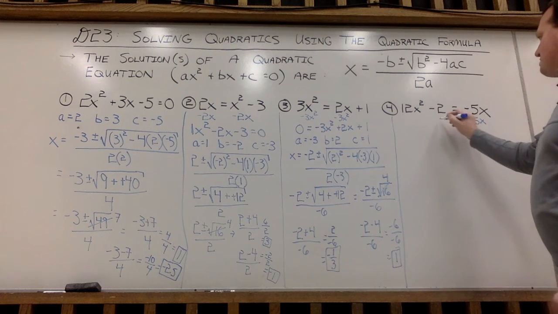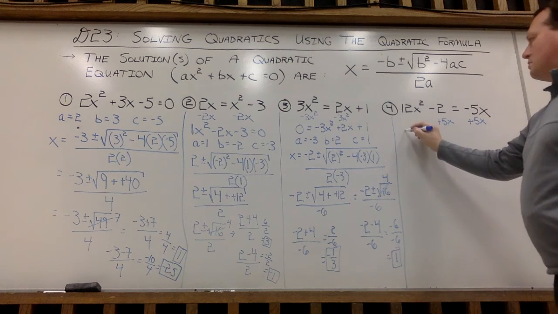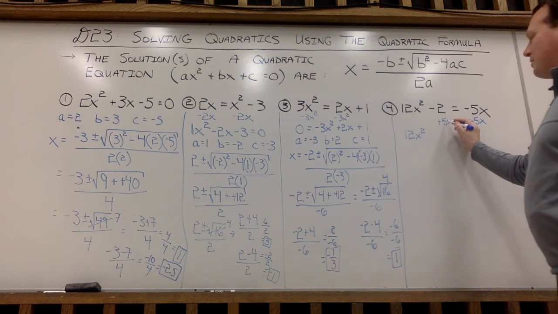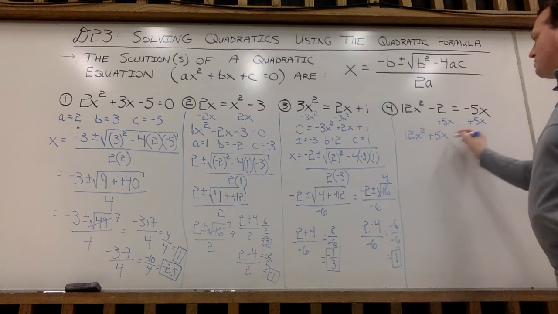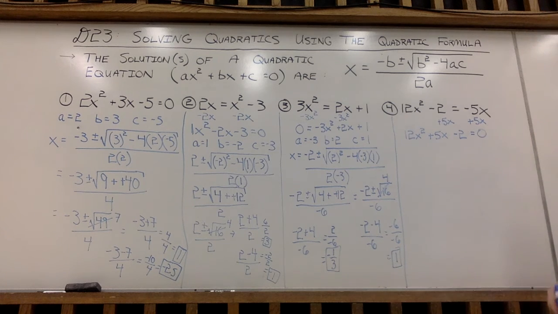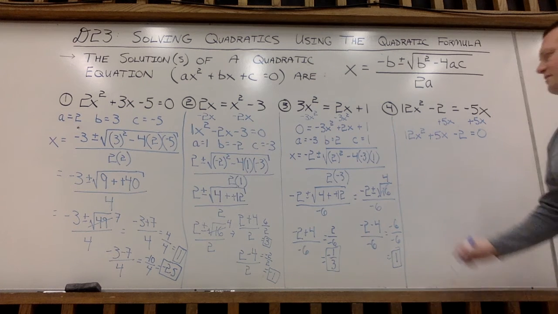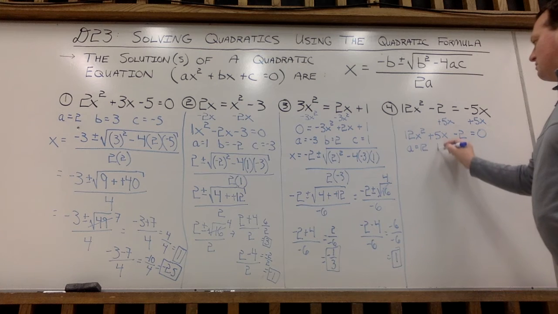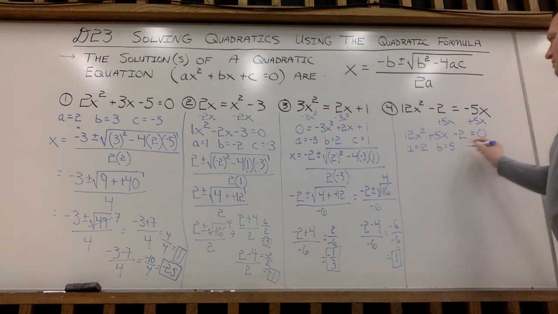I'll add 5x to both sides to get my equation equal to 0. So I've got 12x squared. Again, I'm going to write my x to the first power term next, so plus 5x minus 2 equals 0. I'm going to list my ABC values. A is 12, B is 5, and C is negative 2.